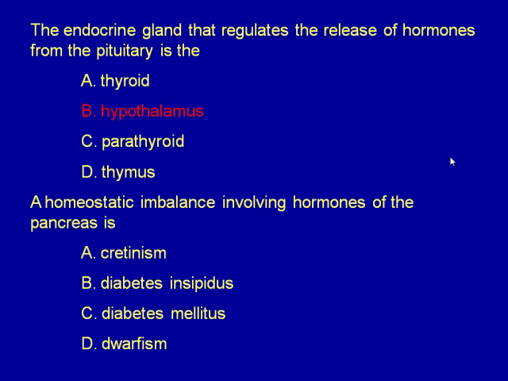A homeostatic imbalance involving hormones of the pancreas would be cretinism, diabetes insipidus, diabetes mellitus, or dwarfism. This one is diabetes mellitus. Remember, diabetes insipidus is because of ADH imbalances. Cretinism is a reduction in thyroid hormone in infants, and dwarfism has to do with growth hormone.